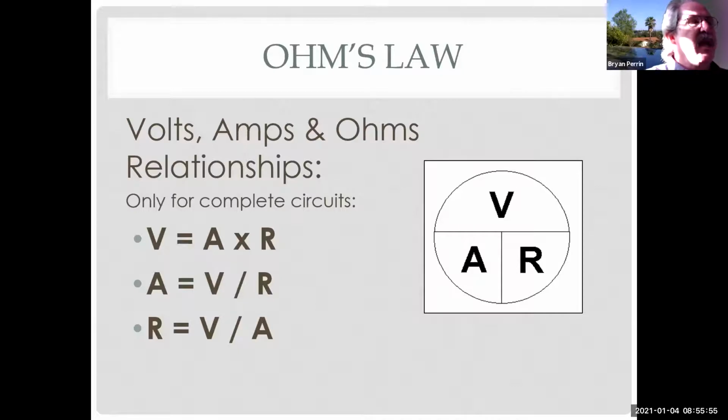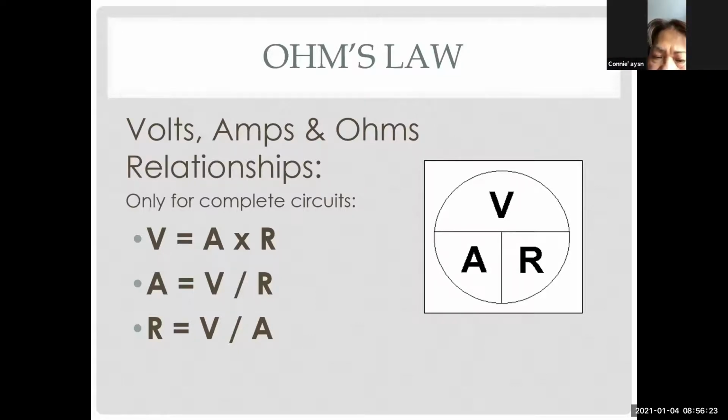Well, if that's true, then amps equals volts divided by resistance, or resistance equals volts divided by amps. Because of this, I could measure amps, and if I know the voltage and I know the current flow, I can figure out the resistance. So if I know the voltage and the resistance of a circuit, I know how much current it should flow.